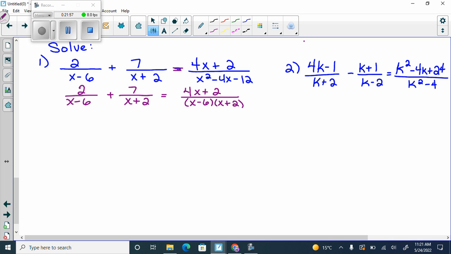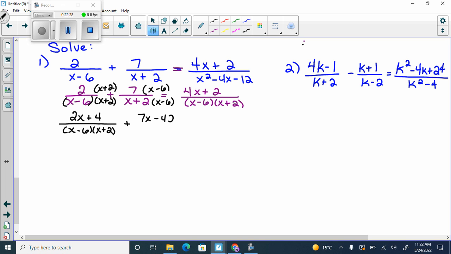I'm not that mean. Okay, so we have to multiply this one by x plus 2, and this one by x minus 6. On the top we distribute, but on the bottom, do we ever distribute when it's adding, subtracting, or solving? Never. So we're going to get 2x plus 4 over x minus 6, x plus 2, plus 7x minus 42 over x minus 6, x plus 2, equals 4x plus 2 over x minus 6, x plus 2.